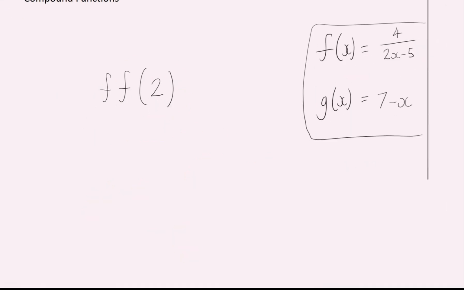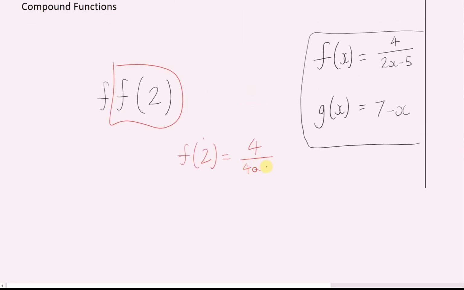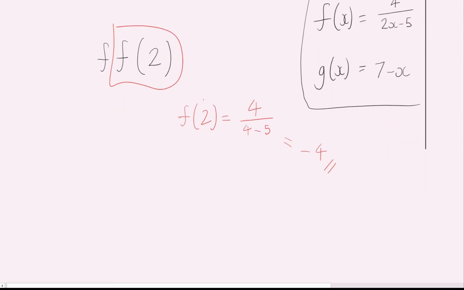And same idea again, using f twice. So first, we need to work out f of 2. That is going to be 4 over 2 lots of 2, which is 4, so we need to do 4 take away 5. 4 take away 5 is minus 1, so we've now got 4 over minus 1, which is just minus 4. So we plug that back into it, and we now need to work out f of minus 4.